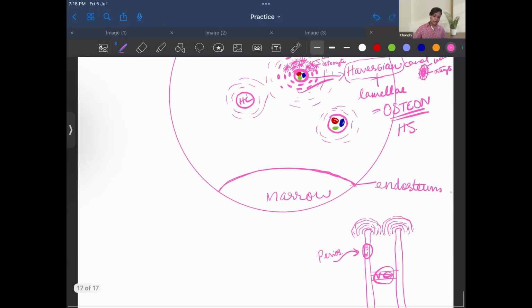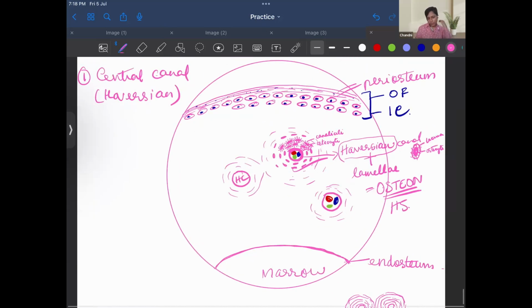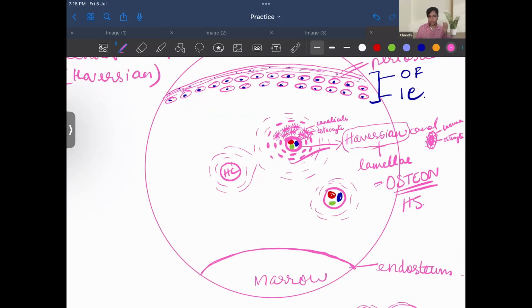So if you get the question, and this is a repetitive question, at least someone told me that once in 2 to 3 years, it's a 4-mark question. This is all you have to draw. You draw, and then you make a connection here between two of them and say Volkmann's canals. Now, one last thing I have to tell you about the lamellae.